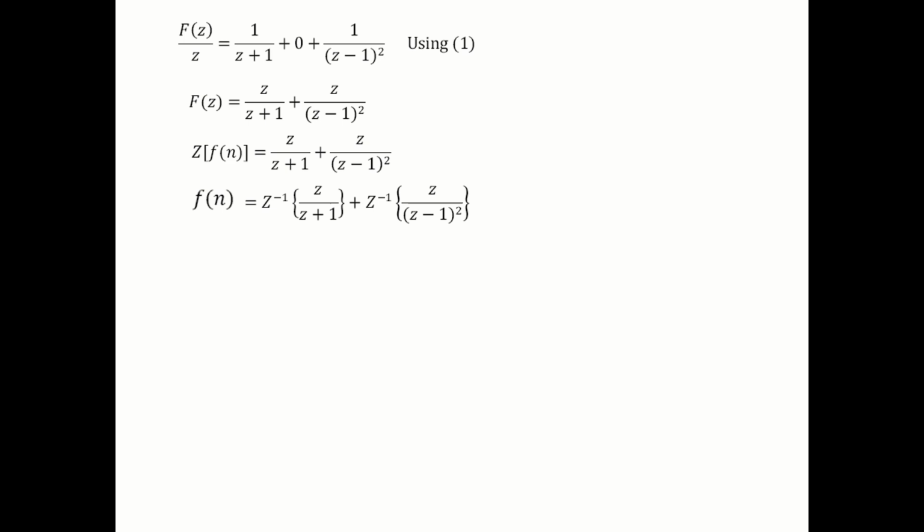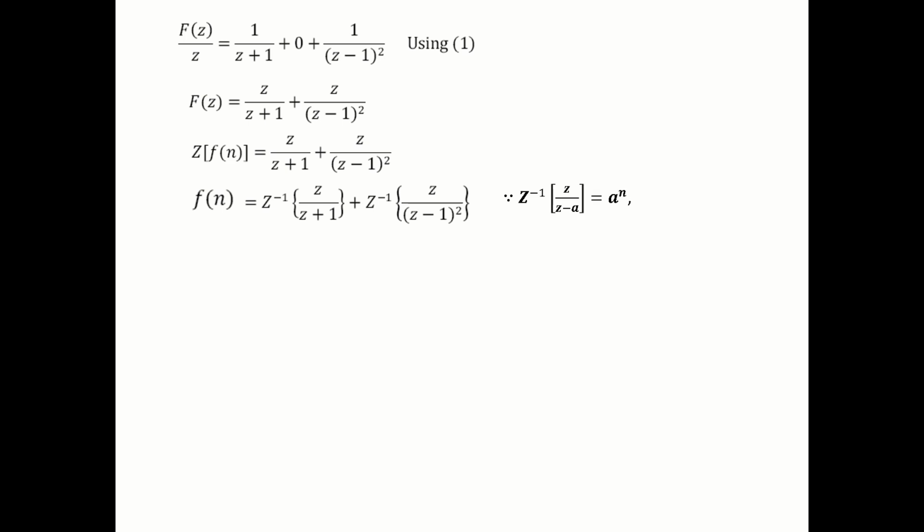So f(z)/z = 1/(z + 1) + 1/(z − 1)². Therefore f(z), multiplying by z, is z/(z + 1) + z/(z − 1)². Therefore Z of f(n) equals z/(z + 1) + z/(z − 1)². Taking the inverse z transformation, f(n) = Z⁻¹[z/(z + 1)] + Z⁻¹[z/(z − 1)²].